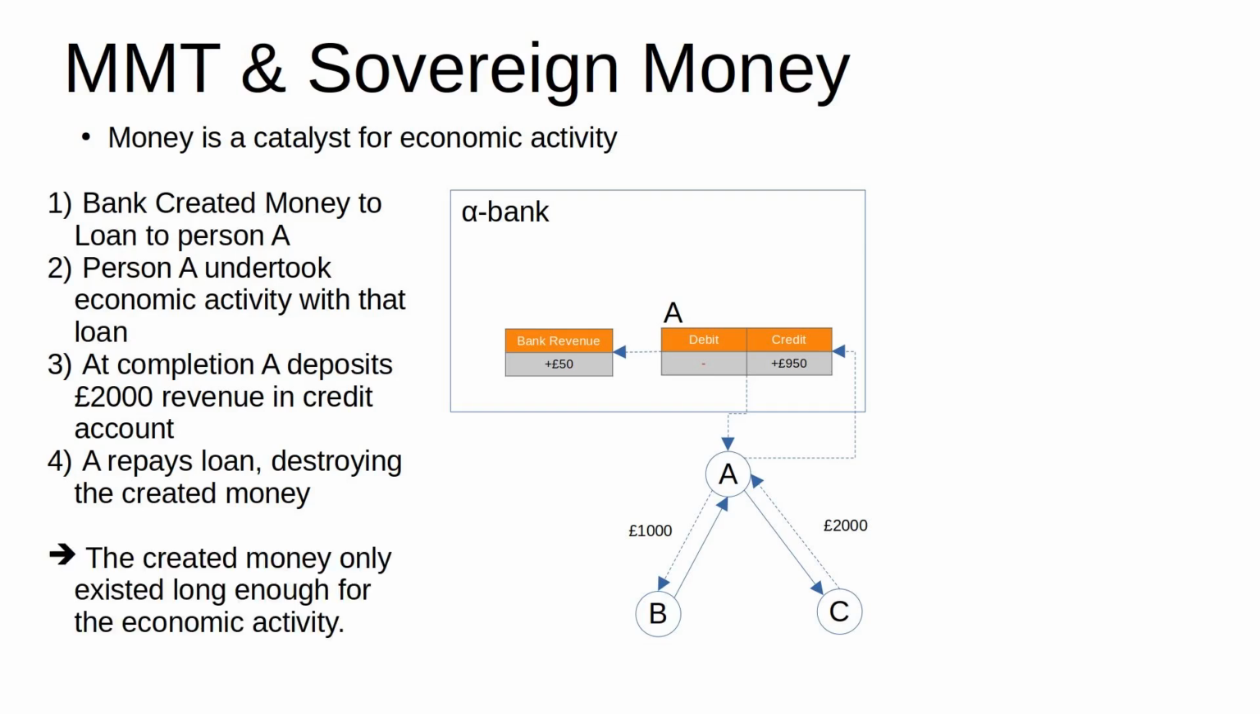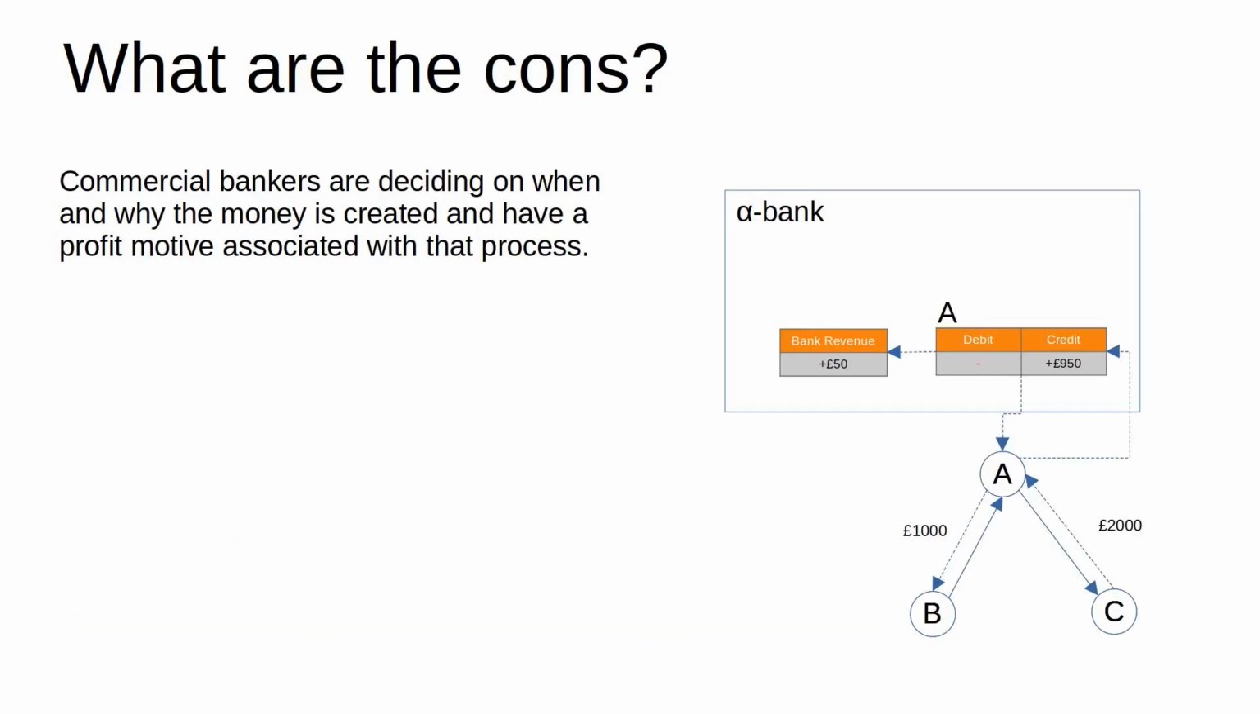Are there any negatives to this mechanism? Well, one issue is that it is the commercial bank that is making decisions about where to deploy the money it creates, and they clearly have a financial interest in the outcome. That might be considered a conflict with the needs of society at large.